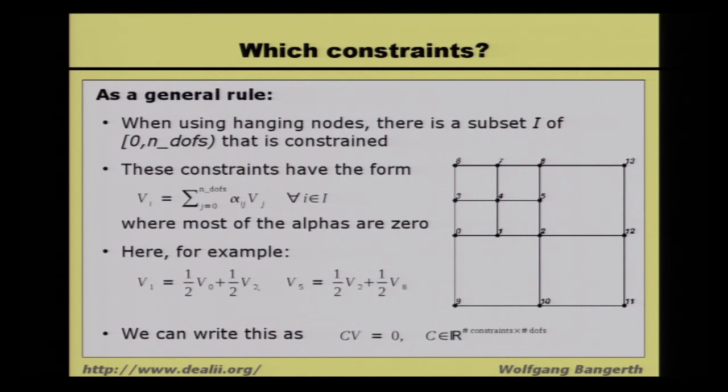Now, one of the things that I can do is bring all of these terms over to the left side. And then what you will find is that this is a matrix times a vector equals 0. So I can write these constraints as some matrix C times my solution vector V equals 0. And C is a matrix that has as many rows as there are constrained degrees of freedom, and as many columns as there are degrees of freedom in total. So typically, the number of rows in this matrix C is going to be fairly small, and the number of columns is equal to the number of degrees of freedom. But in every row, there are only going to be a very small number of non-zero entries. So it's a sparse matrix.